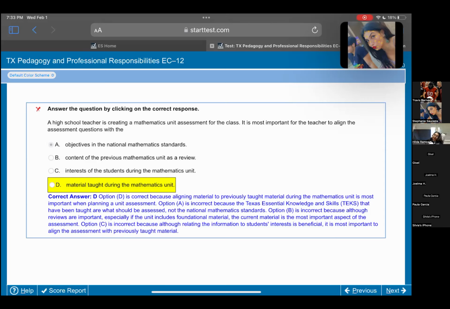It should always be aligned with what is going to appear on the assessment. So D is the correct answer, because aligning material to previously taught material during a mathematics unit is most important when planning a unit assessment. What did they learn? And to be honest with you, not just what they learned, what were my objectives? What were my lesson objectives? That's what I should be measuring, because they should be able to know or identify knowledge concepts that we went over, and they should be able to do the skills that we went over. And so those things have to align.